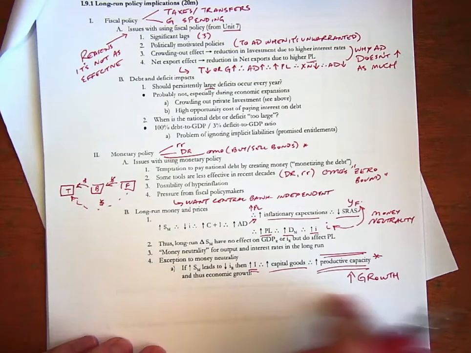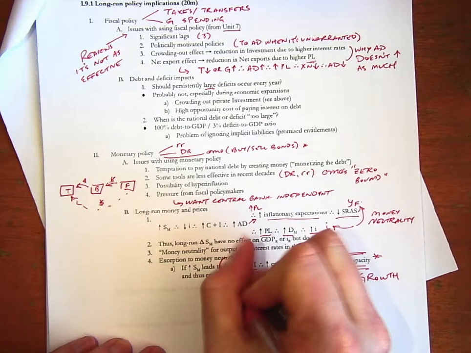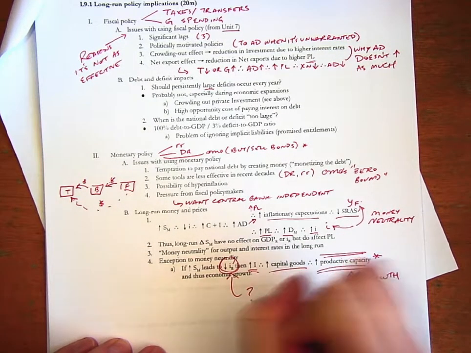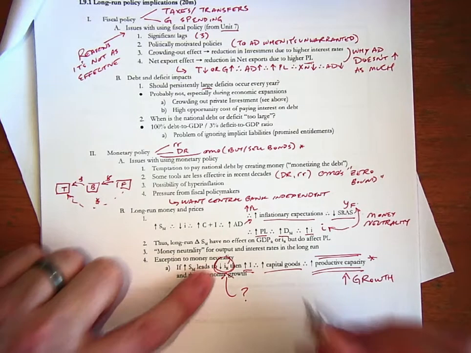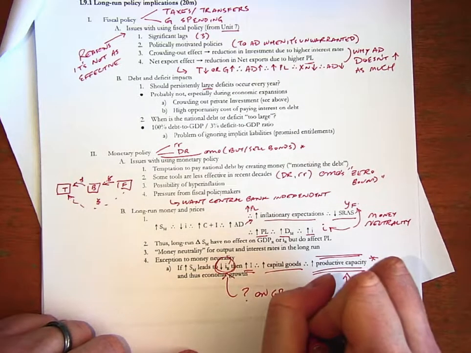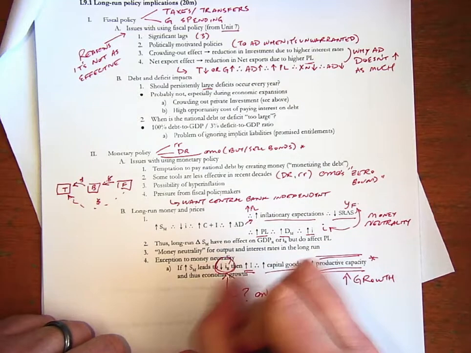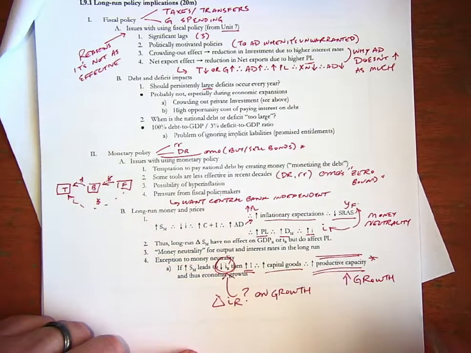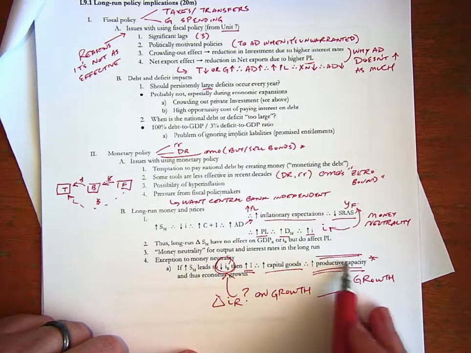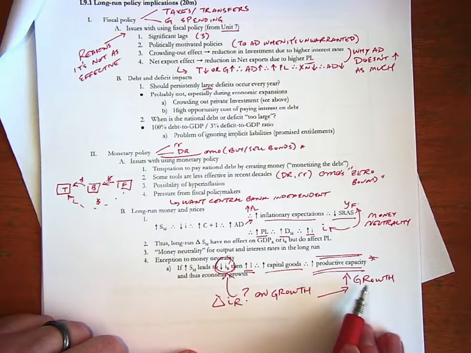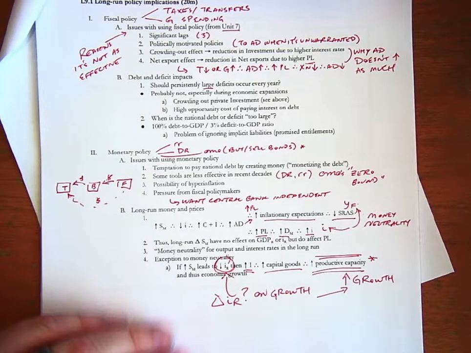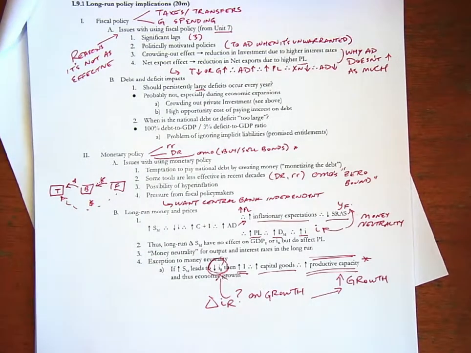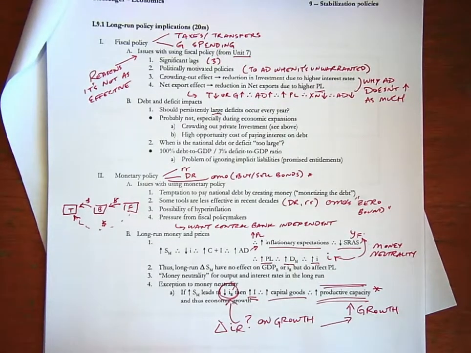This is a really important link because if you see a question that says, what's the impact of interest rates on growth, right? What's the impact of a change in real interest rates on growth? You can see here, if there's a lower real interest rate, it can lead to higher growth through more productive capacity. So hopefully this annotated notes set has helped you a little bit in big picture thinking about fiscal and monetary policy. I'll see you next time.